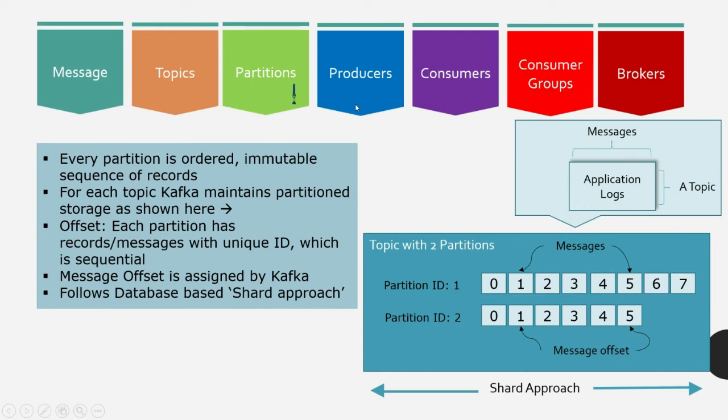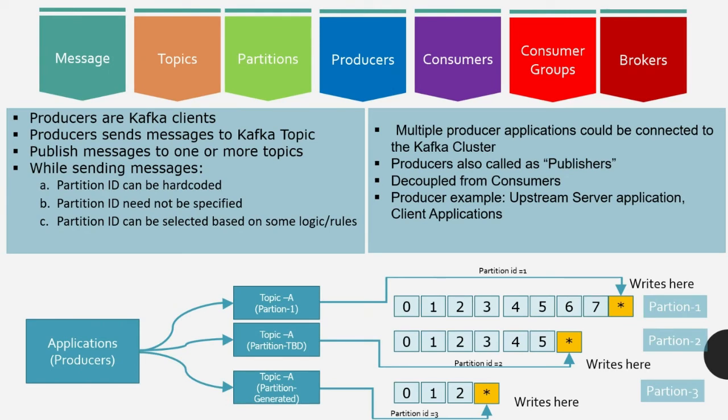Now let's move on to producers. A producer is the Kafka client that publishes messages to a Kafka topic. That is, applications that send data into topics are known as Kafka producers. The producer is responsible for producing the messages in Kafka. A producer, otherwise called a publisher of messages, publishes the message to one or more Kafka topics.